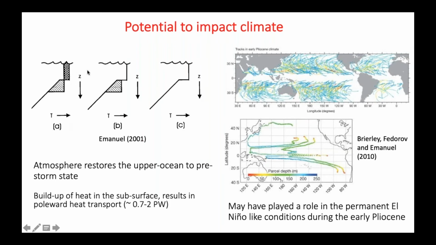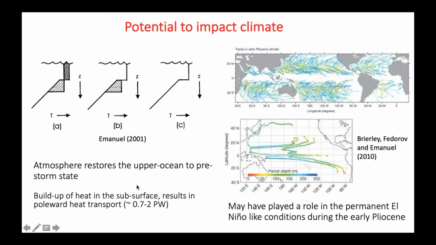Now the atmosphere will restore the surface cooling back to the pre-storm state over a period of time, but then the warming in the subsurface, in the thermocline, remains. So this is a seasonal thermocline. And in steady state, you cannot have a buildup of heat in the tropics, so it is discharged towards the poles as oceanic poleward heat transport.